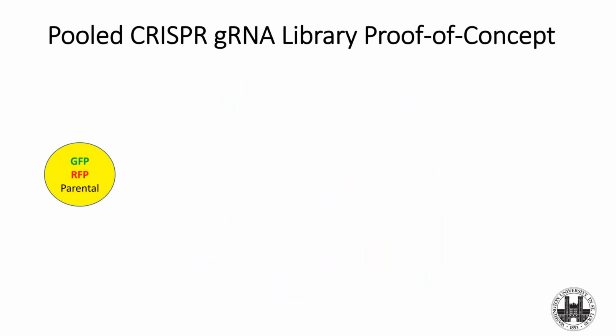Okay, so let me show you the proof of concept experiment so I can give you some more numbers for how this all works. In this experiment, we're going to start out with an HEK cell, just like Jacquelyn did, that has genomic GFP and RFP. So it's a stable cell line that has GFP and RFP. I've colored it yellow because it expresses both of those. We're then going to hit it with a pool of guide RNAs.